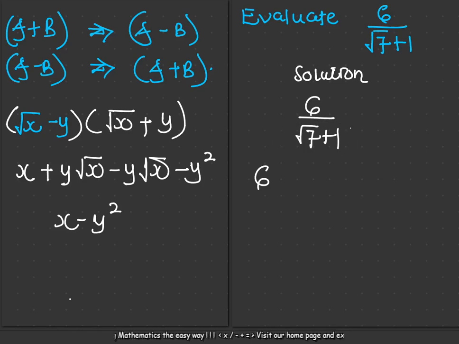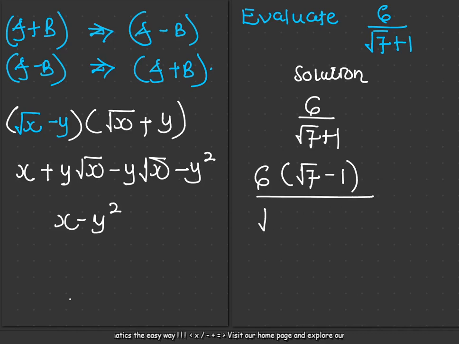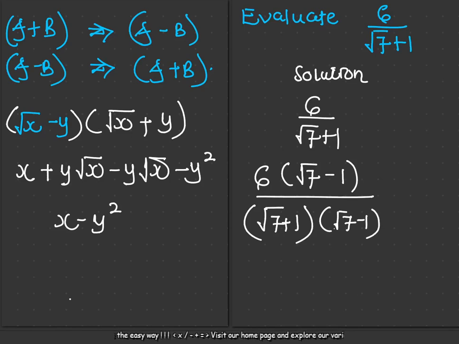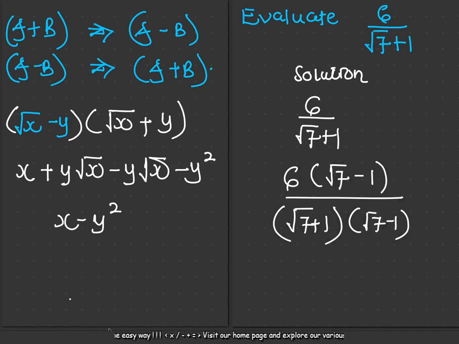We are saying that the conjugate of a binomial is the same thing, but then we change the sign, you see. So we are going to multiply it by the square root of 7 minus 1. Then you have all over root of 7 plus 1, and then root of 7 minus 1. I do hope you know where all these numbers are coming from.